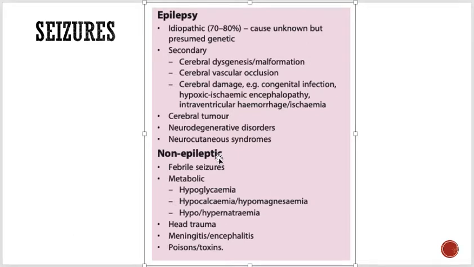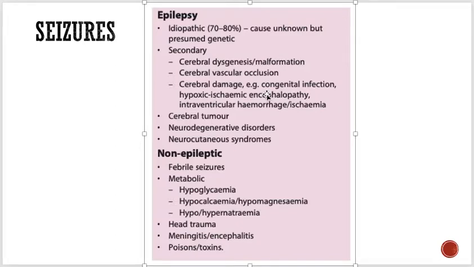So you can see in this case, when we are discussing epilepsies, number one here is idiopathic, which is the common one, right? 70-80% cause unknown but presumed genetic. These are those which we have discussed in neurology, you will find the family history and all this stuff. Then there could be secondary causes, secondary to cerebral dysgenesis, cerebral vascular occlusion, cerebral damage, hypoxic ischemic encephalopathy.